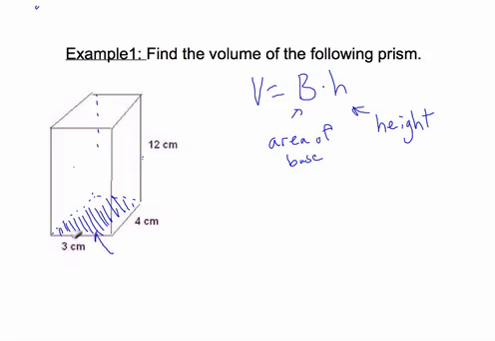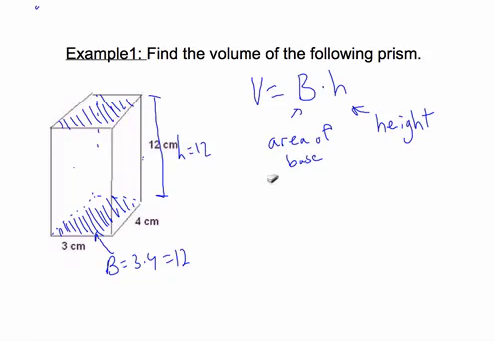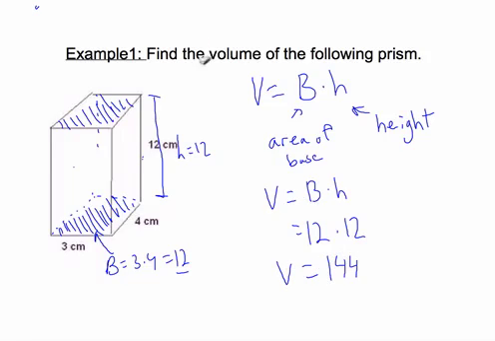The area of the base is a rectangle, so the area of the base is just 3 times 4, which equals 12. And here is the height of the prism. It doesn't necessarily have to be up and down. Height is the distance from a base to the opposite base. So in this case the height is 12. So our volume is going to be base times height, which equals 12 from here, times 12 from the height, which equals 144. And for volume, our units are cubic units.